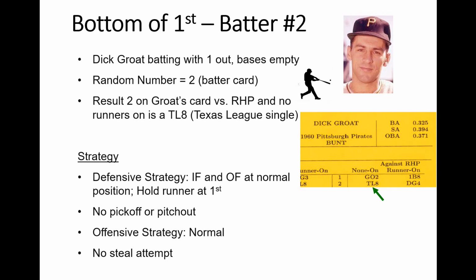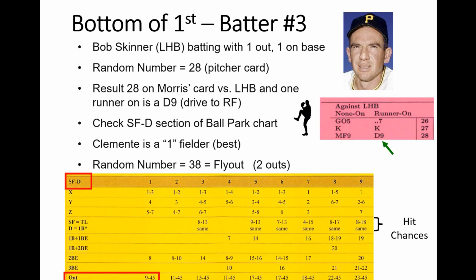So before the next batter, we have to set our strategy. The defense is going to have the infield and the outfield at normal depth, and they are going to hold the runner on first. They're not going to attempt to pick off, or pitch out, and no other offensive strategy. It's normal and no steal attempt. That leads us to batter number 3, left-hand batter Bob Skinner, batting with 1 out, 1 on.